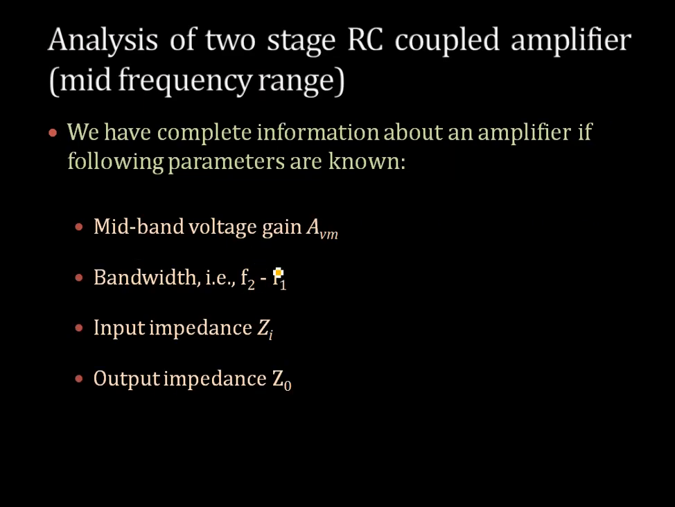Now we are going to analyze a two-stage RC coupled amplifier in the mid-frequency range. The peculiarity of mid-frequency range is that in the frequency response the gain is almost constant during the mid-frequency range. So this is the mid-frequency range. So these are the cutoff frequencies F1, F2. You are already familiar with the frequency response of an amplifier. So here we will calculate the mid-band voltage gain, bandwidth, and the input impedance and output impedance of the RC coupled amplifier.